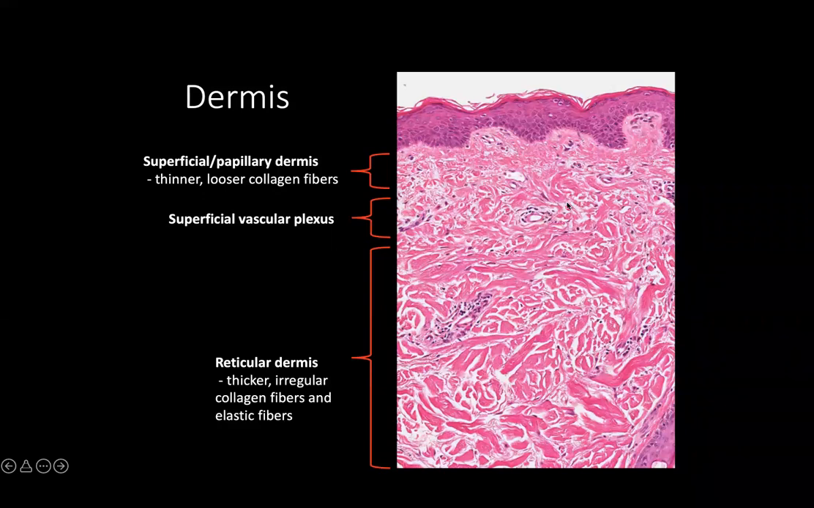If you've got leukocytoclastic vasculitis, you may see actual neutrophils and fibrinoid necrosis around the vessel and extravasated red blood cells around that. And we'll get into vasculitis. That's a fascinating topic in dermatopathology. And then the deeper part of the dermis is called the reticular dermis. That makes up the majority of the dermis. You have thicker, irregular collagen fibers and elastic fibers.